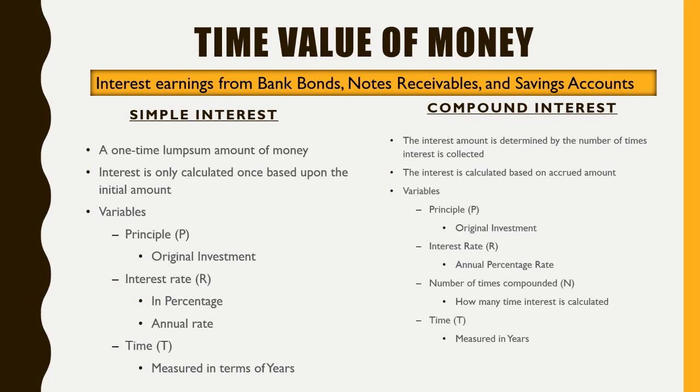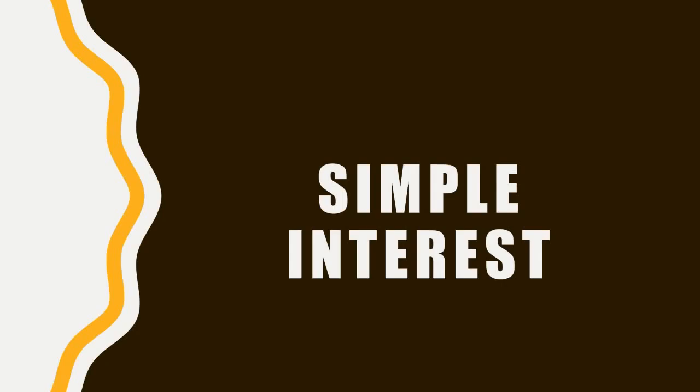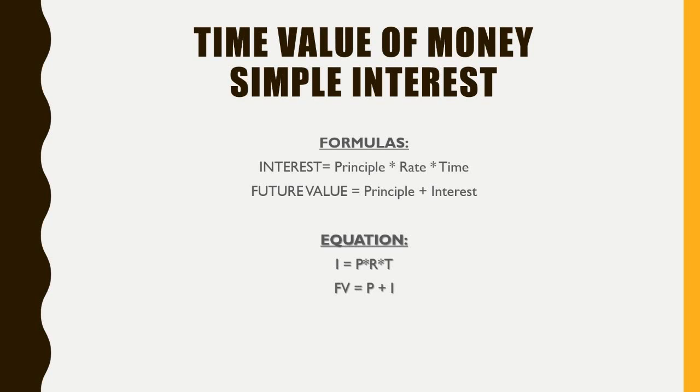And of course, you have the time, T, the length of time that you are investing. Okay, usually measured in years. Okay, so that's simple interest. And then, of course, when we take a look at compound interest, we have the same exact variables except for one extra variable. You have N, which is the number of times compounded, meaning how many times this interest is going to be calculated. Okay? So for now, let's go ahead and just take a look at simple interest. Okay? So here is the equation as well as the formula.